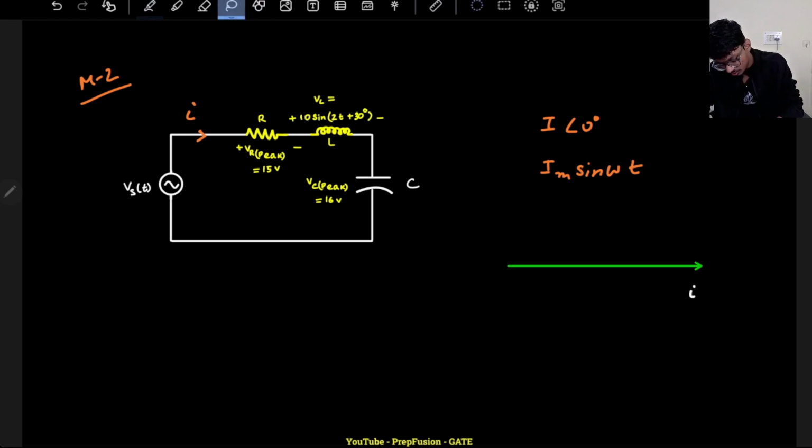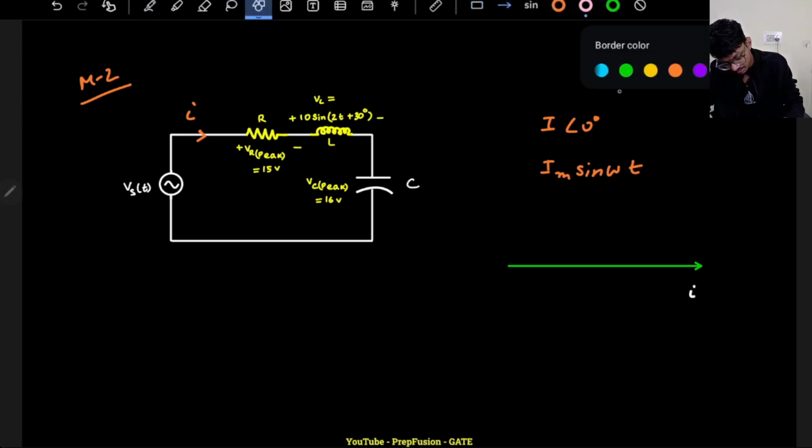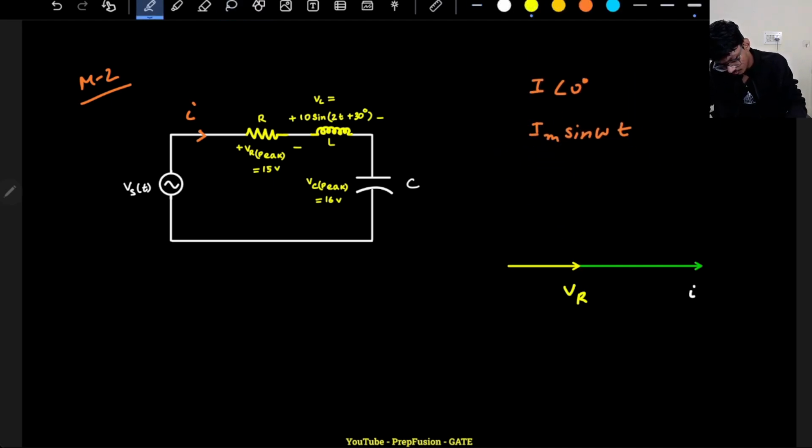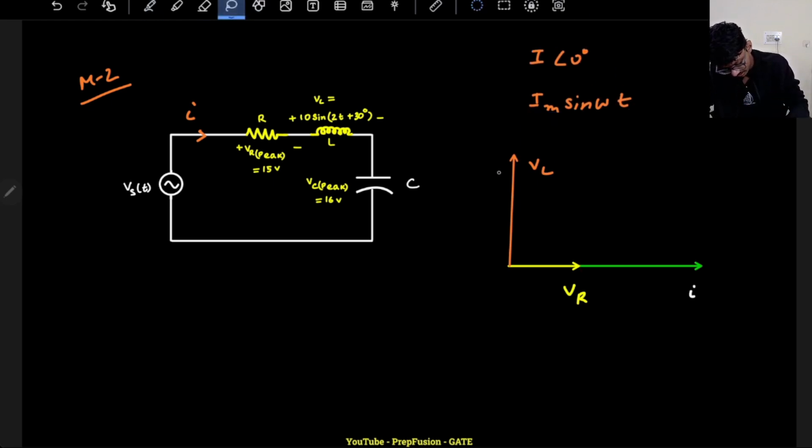Now of course the voltage across the resistor will be in the same phase as the current. What about the capacitor voltage? Capacitor voltage of course will lag the current, because current leads the capacitor voltage, sorry. What about the inductive voltage? Inductive voltage of course will lead the current, so it will lie somewhere around here. This is the familiar diagram which you already know.